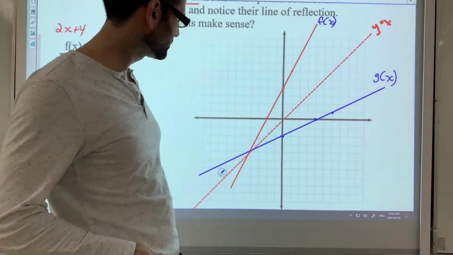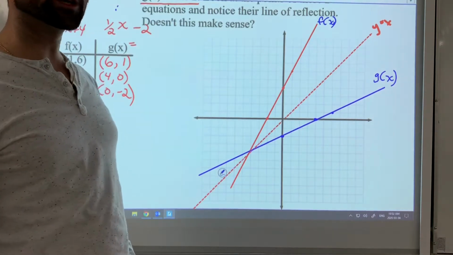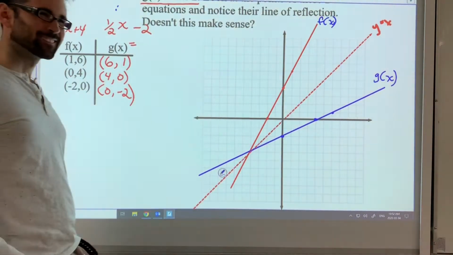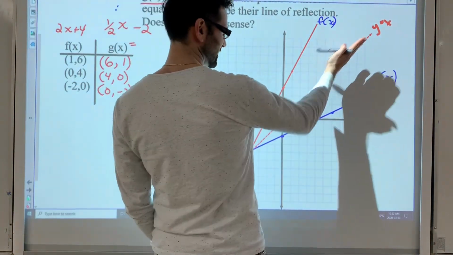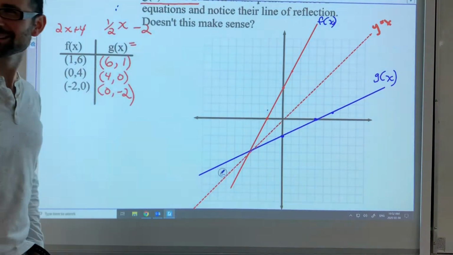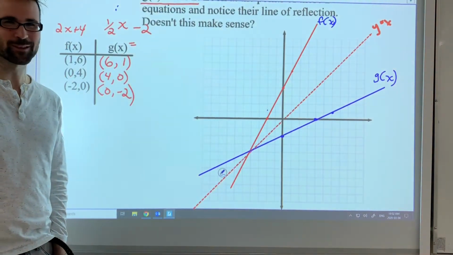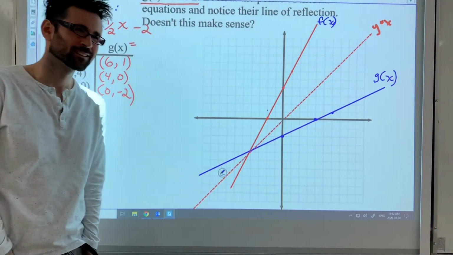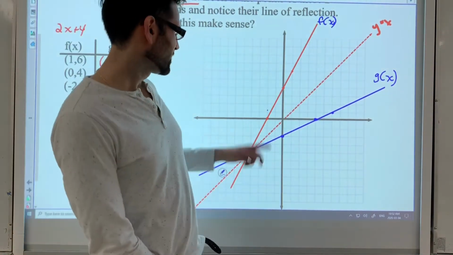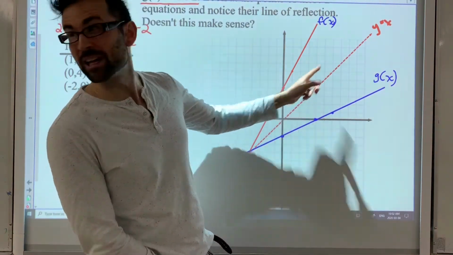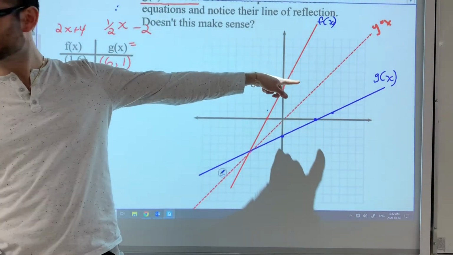Can anybody tell? What do you mean by symmetrical? I think I know what you're saying. It's not quite right. I think you're on the right track. He's right. How do you say it then? These two lines, this line has been what? Has been reflected over the line y equal x.